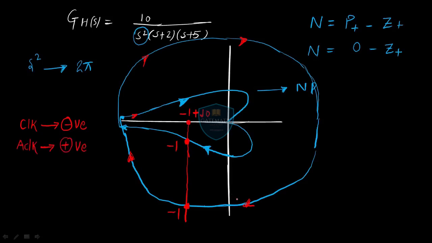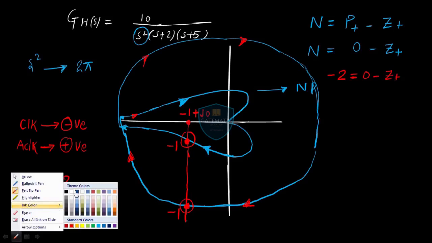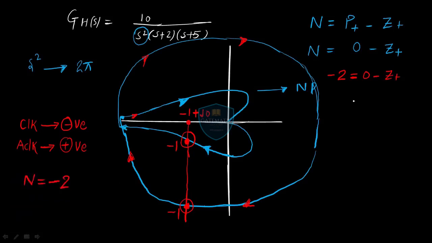So I have clockwise. How many encirclements do you have? Total 2. One is this, one is this. So this is minus 2. Put over here minus 2, 0, minus z plus. So z plus is 2.